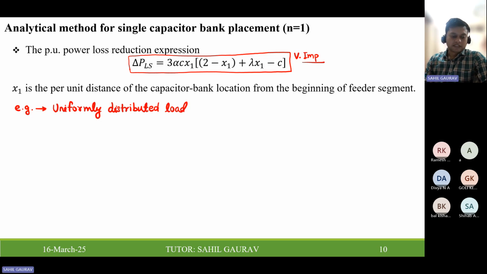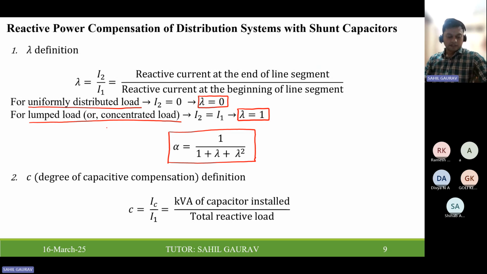Uniformly distributed and a fixed capacitor bank rated at 2/3 of the total reactive load. So this is defined by C. It is given that a fixed capacitor bank is rated at 2/3 of the total reactive load, so C is defined from this statement.